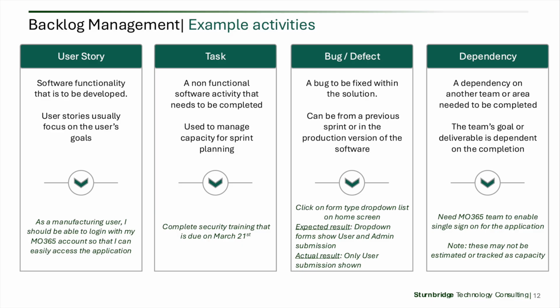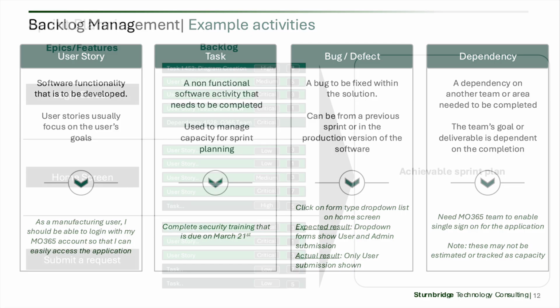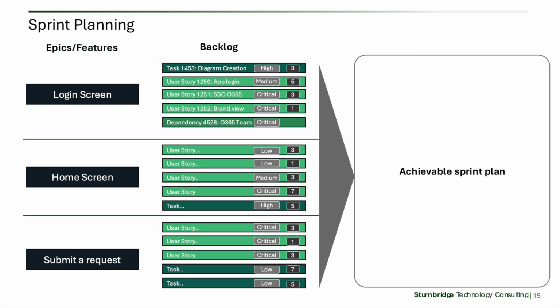Second, we covered backlog grooming and backlog management, including how teams should define, prioritize, and prepare work so that delivery stays structured and efficient. Third, we covered sprint planning and capacity management, with an emphasis on building sprint plans that reflect real team availability rather than optimistic assumptions.